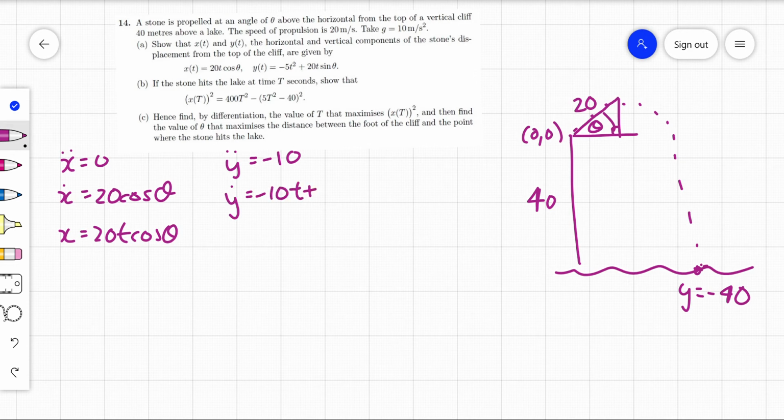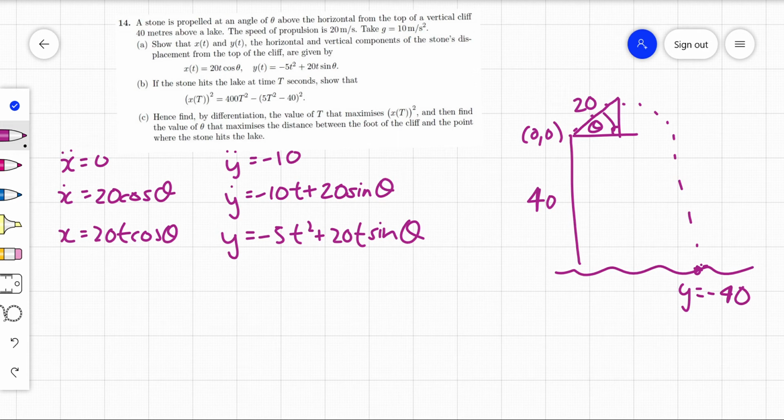So integrating, we've got negative 10t, but when t equals 0, we've got this 20 sine theta as our vertical velocity. And then if we integrate that again, we get minus 5t squared plus 20t sine theta, and we're making 0, 0 the point where the stone's thrown. All right, so we've got all that. So you can see that x of t is 20t cos theta and y in terms of t is minus 5t squared plus 20t sine theta.